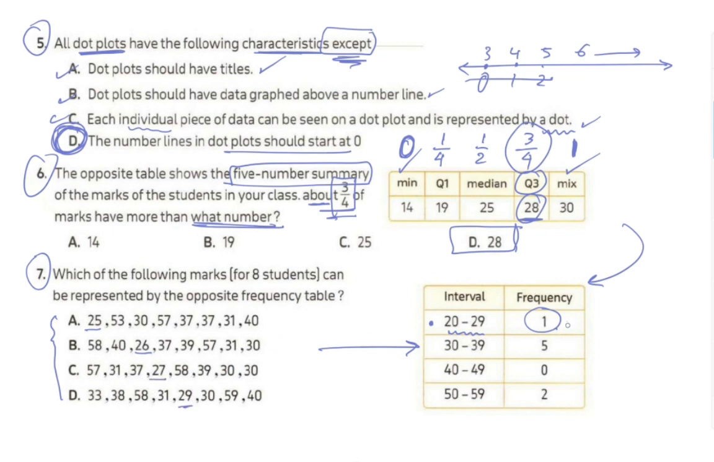29, just 1. So this interval is okay here and here and here and here. Go to the next interval. From 30 to 39, I have 5.